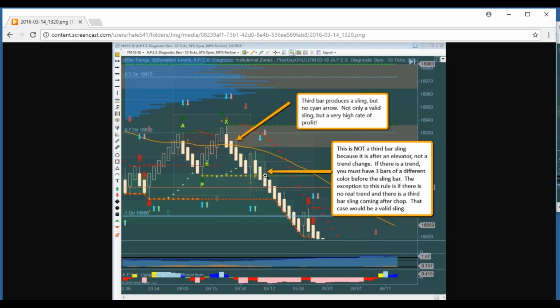Now, once again, is this a third bar sling? Because look, it's 1, 2, third bar down has a sling. Look, third bar sling. No, it's not. Why? Because there was only one opposing bar. If there had been 1 up close, 2 up close, 3 up close, and then the third one down had that, it would qualify. Does that make sense? Gotcha. Yep, because that's just an elevator.